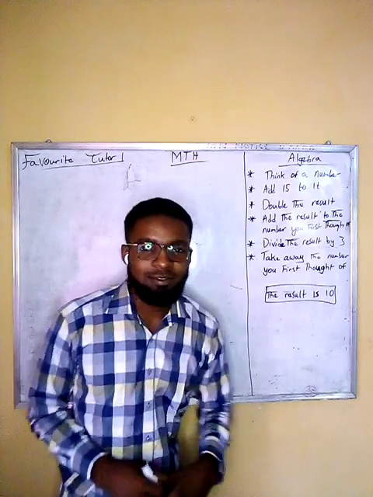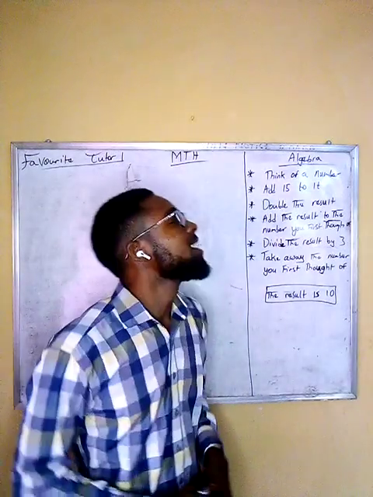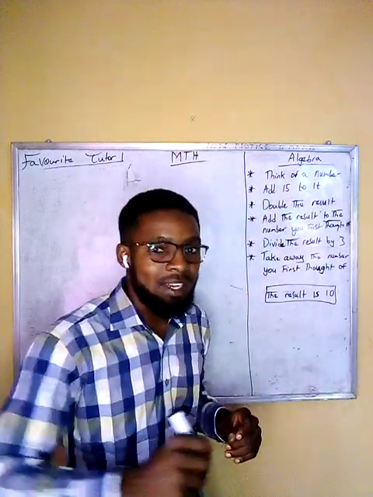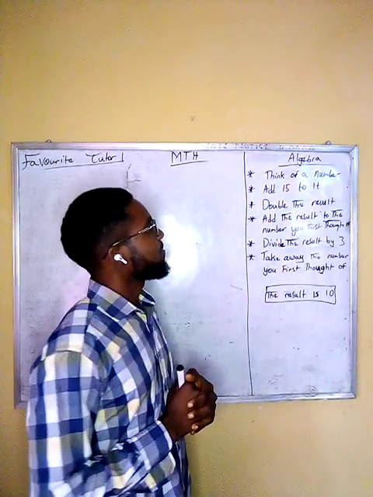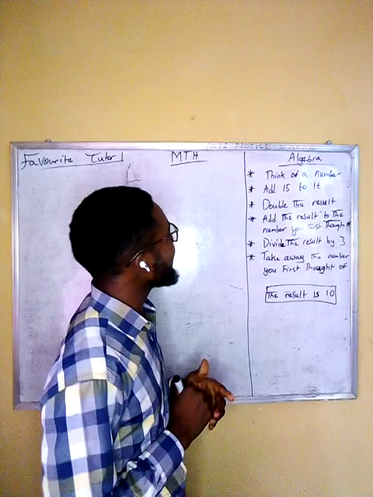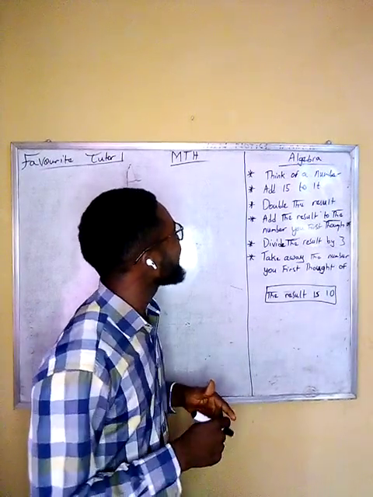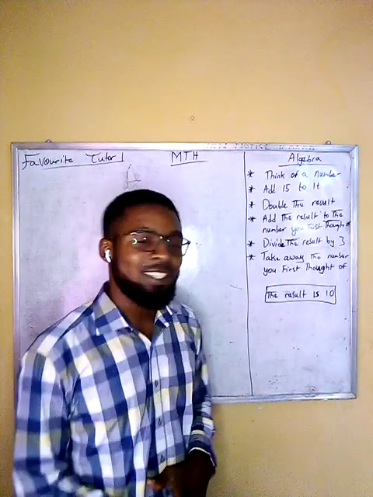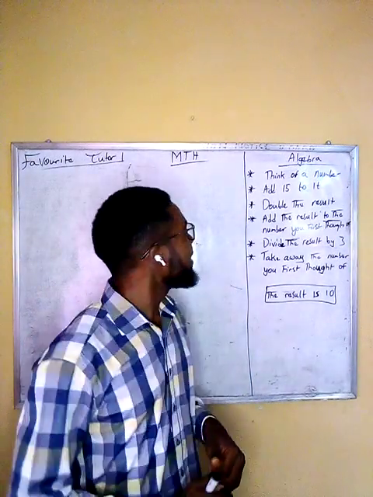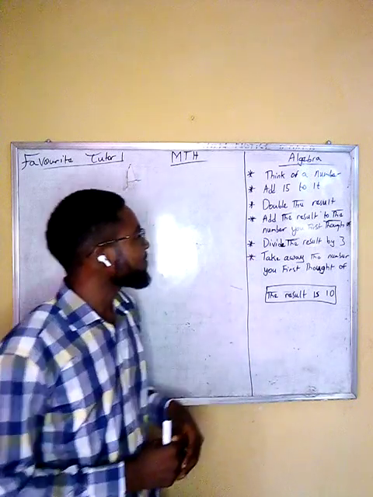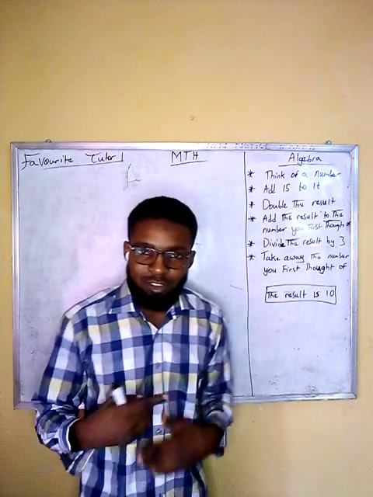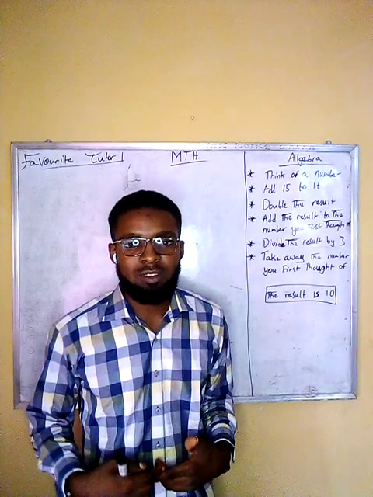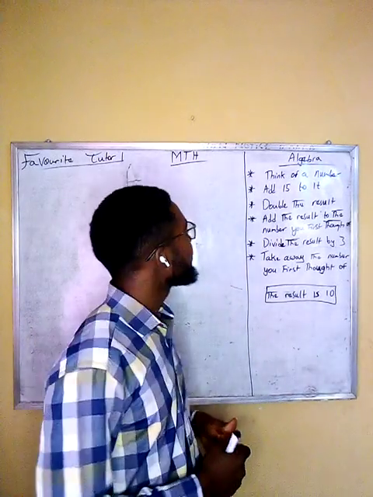Think of a number. Write it down. Now, the number that you think of is your original number. Write it down. Don't show me. Just put it down right there. Add 15 to it. Have you done that? Okay. Next step. Double the result. That means multiply the result by 2. So multiply it by 2.